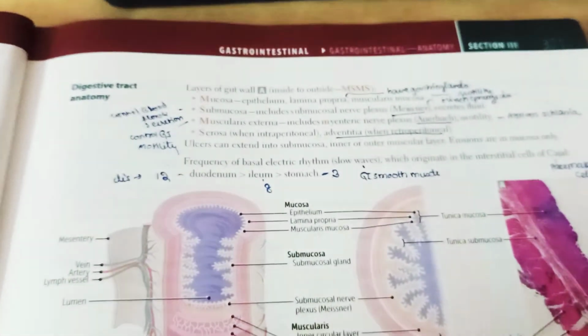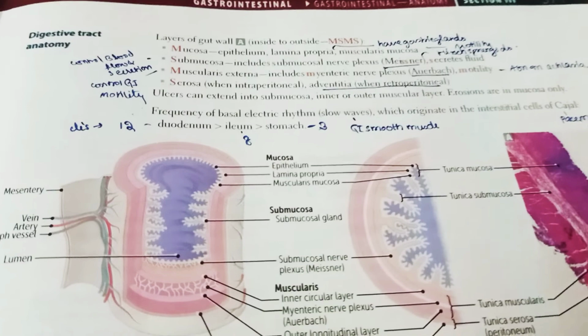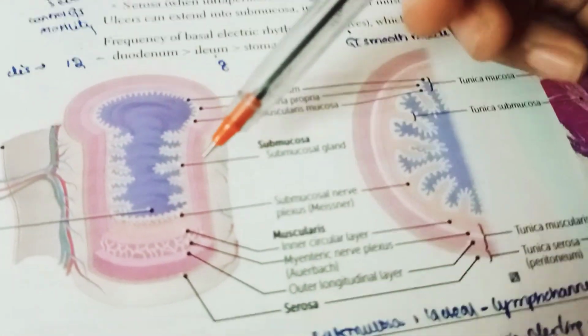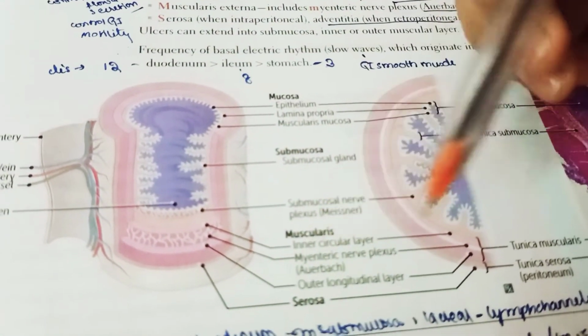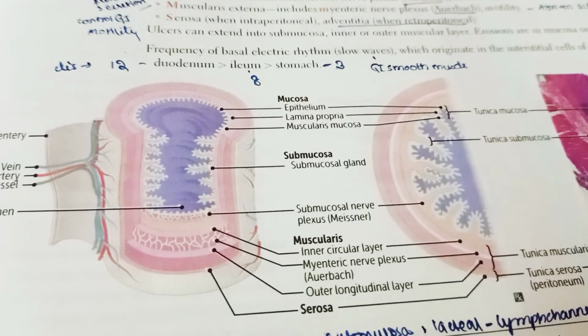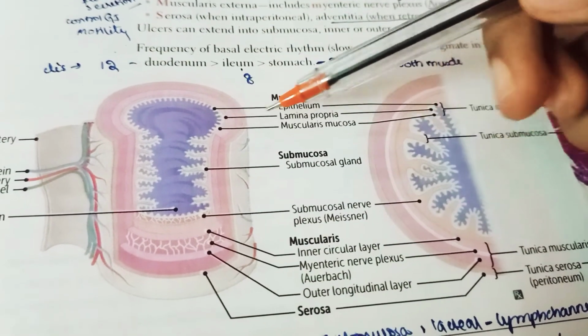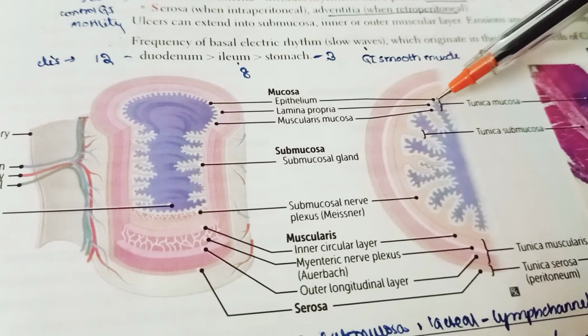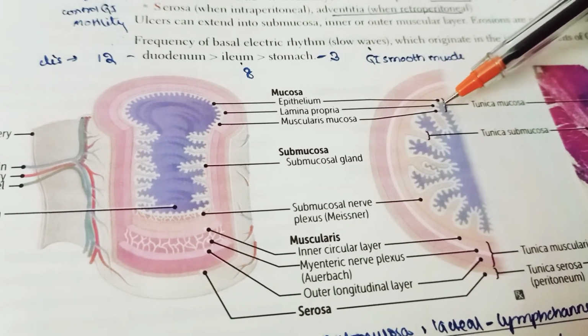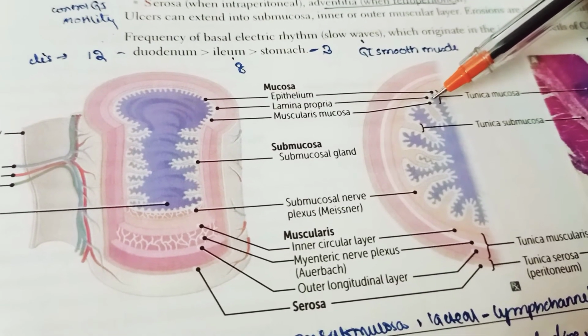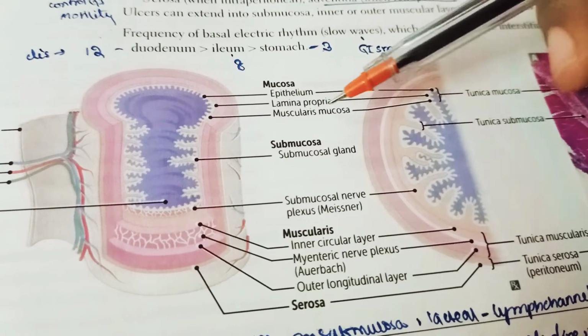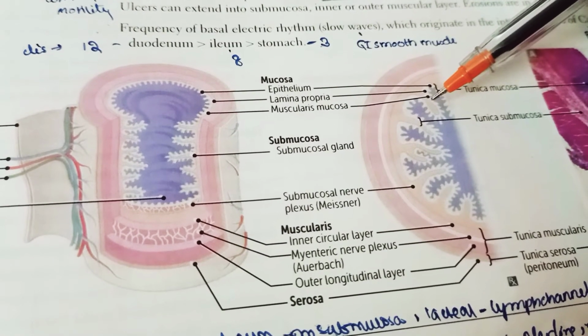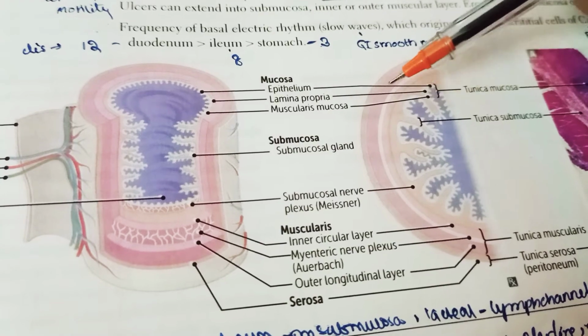Now let us continue with the layers of the gut. The layers of the gut are divided into mucosa, submucosa, and muscularis externa. First, the mucosa. The mucosa has epithelium, as you can see here. Next, it has a lamina propria, in which you will find the gastric glands. Next, you have the muscularis mucosa, which is a part of the mucosa.